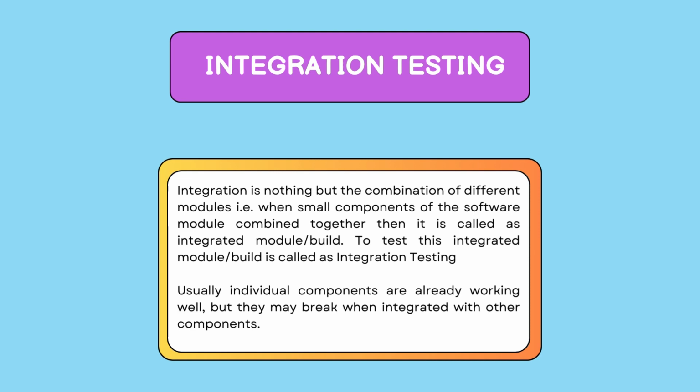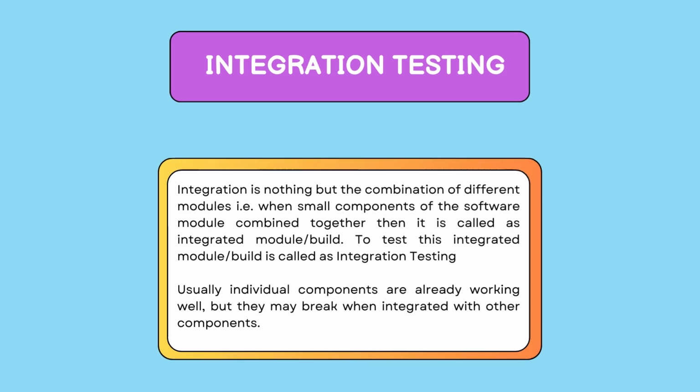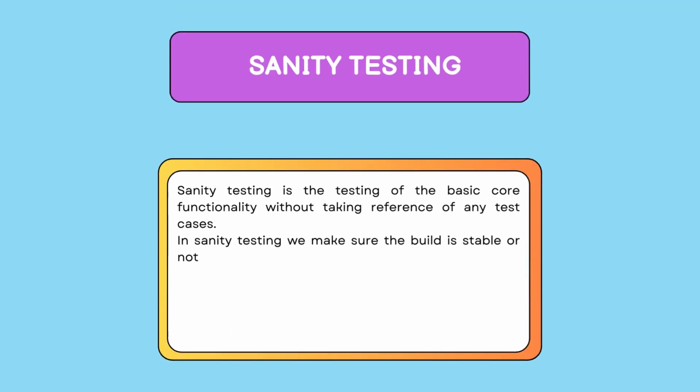Okay. So the next term is sanity testing. Here is the definition. Sanity testing is the testing of basic core functionality without taking reference of any test cases. In sanity testing, we make sure the build is stable or not. So I would like to explain this by giving you a simple example. Let's take the same example of YouTube.